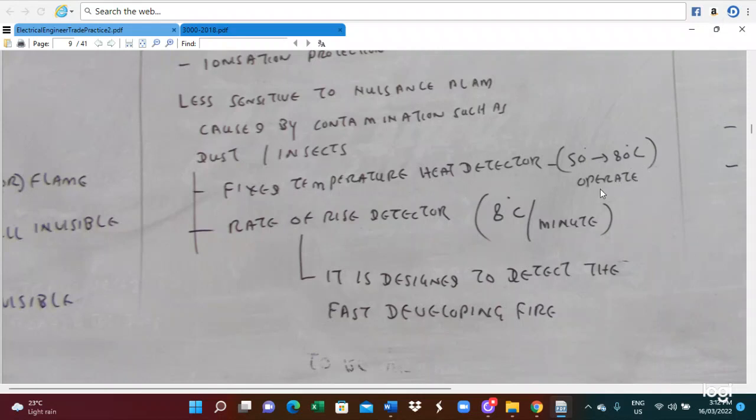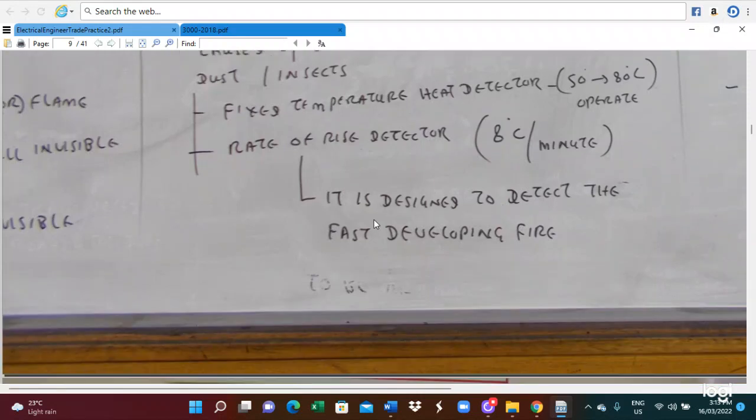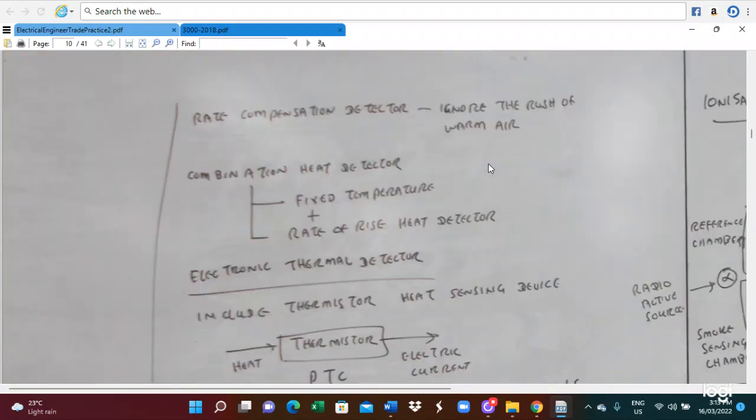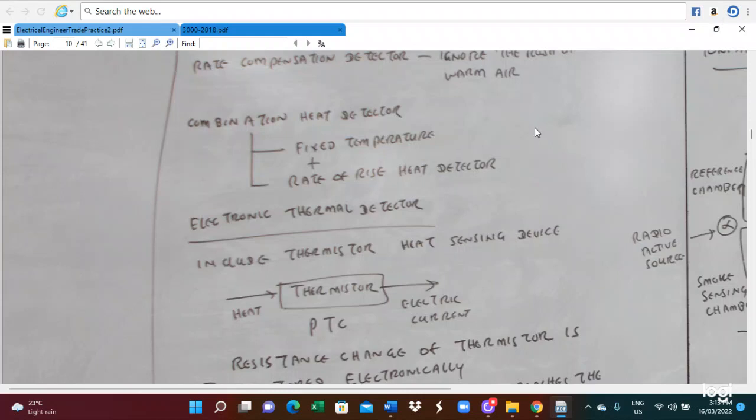We use a 50 to 80 degrees centigrade operating range, and a rate of rise detector. When the temperature rise is 8 degrees centigrade per minute, then the rate of rise detector will operate. It is designed to detect fast-growing fire. So this is the operating principle. The rate compensation detector ignores the rush of warm air. Sometimes warm air comes out, but warm air is not a fire, so it should be neglected. We also utilize a combination of the fixed temperature and the rate of rise heat detector, with two detectors utilized together.